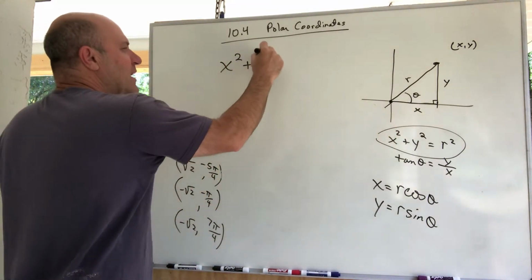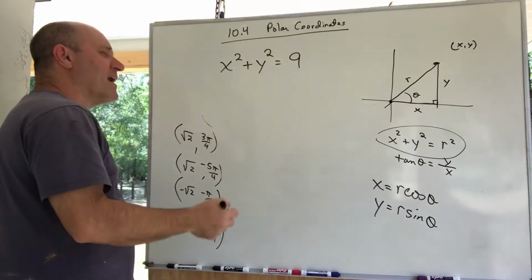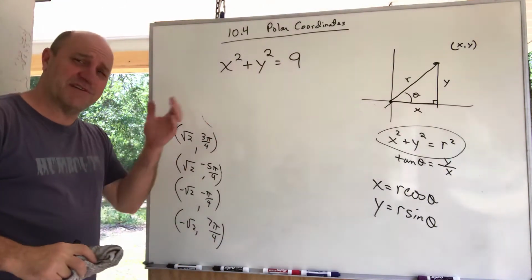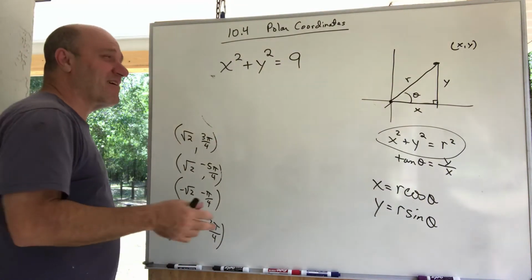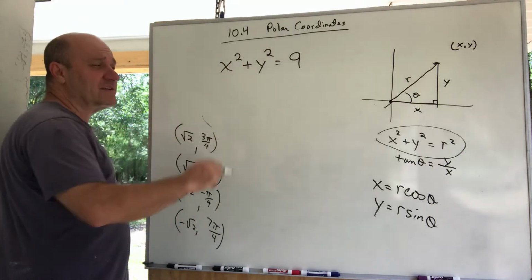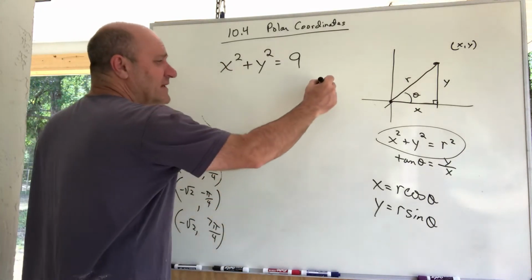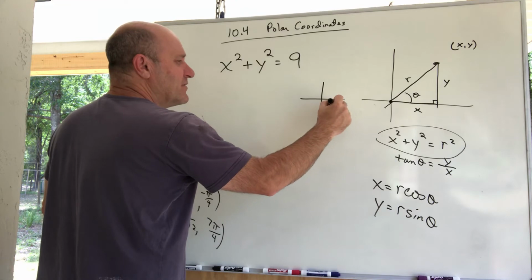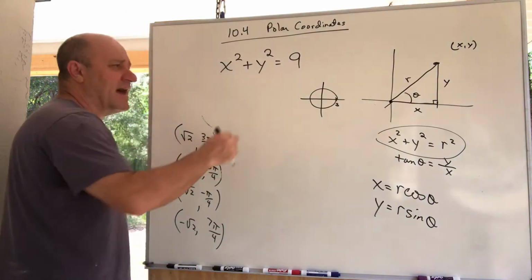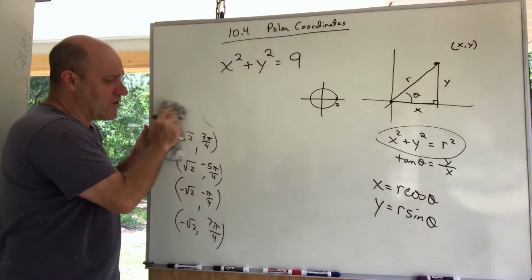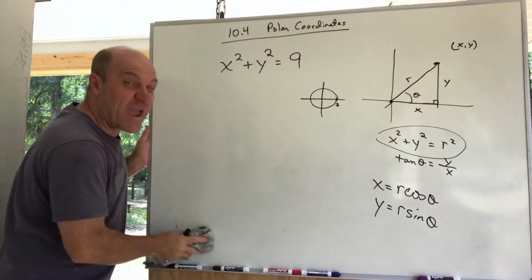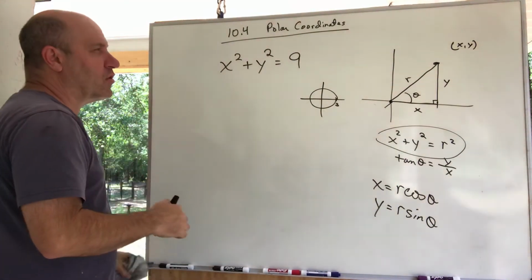X squared plus y squared equals 9. Now, we could talk about what that is. Earlier this chapter, we talked about what that was. That is a circle, radius 3, centered at the origin. I don't really need a picture of it. My question is, convert that equation into polar coordinates.